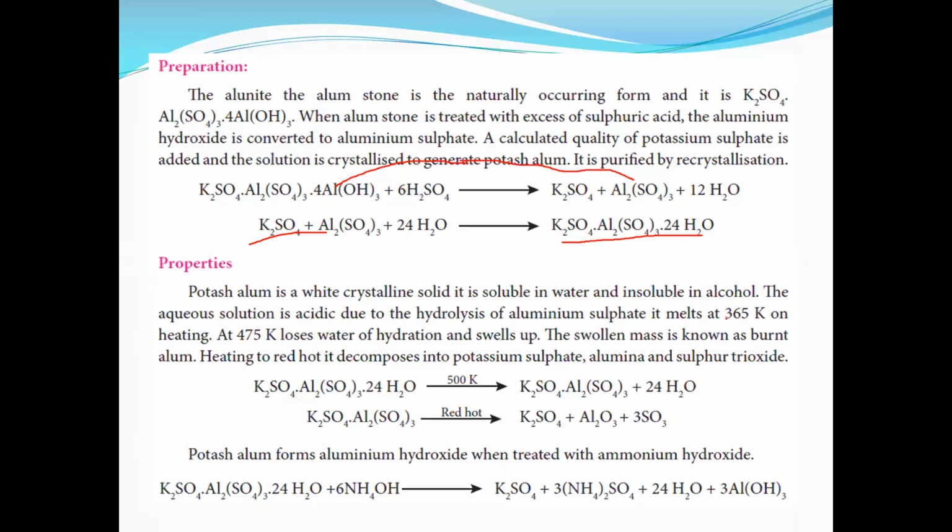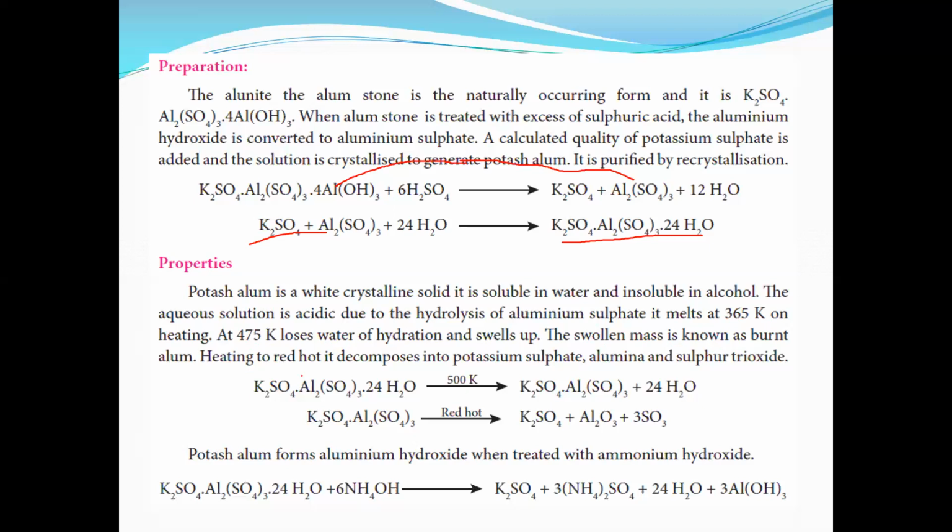It melts at 365 Kelvin on heating. So while heating, it starts melting at 365 Kelvin. At 475 Kelvin, it loses all the water and the compound becomes swollen. That swollen mass we call burnt alum.